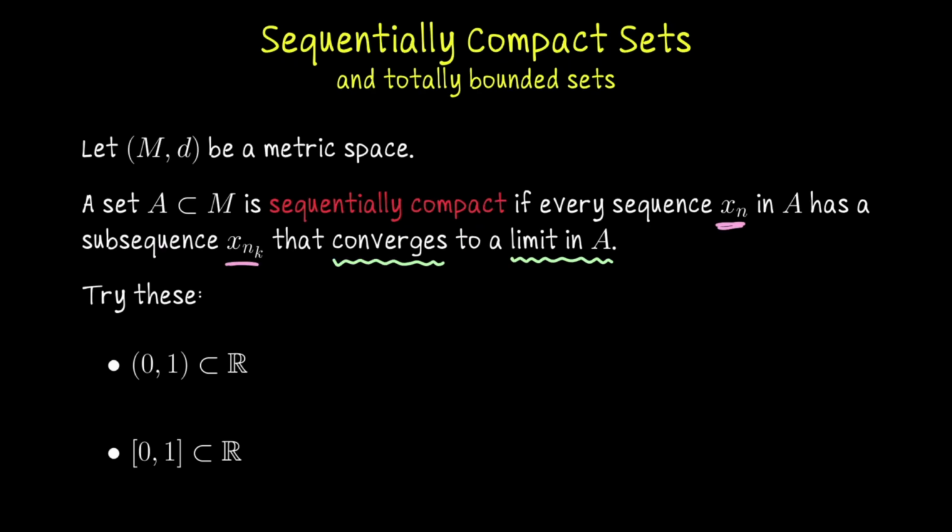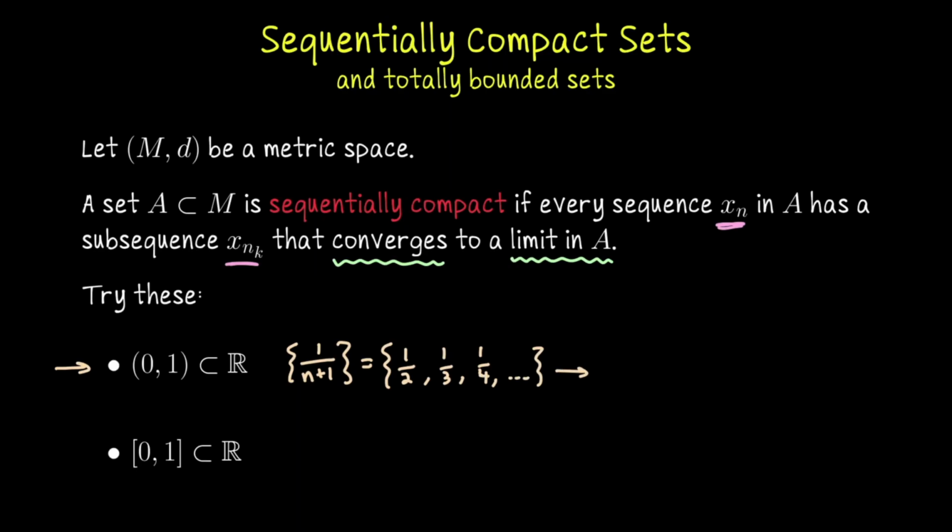Okay, let's start with these two examples. Consider first the open interval from 0 to 1 as a subset of the Euclidean real number line. Is it possible to find a sequence in this set for which there is no subsequence converging to a limit in the set? And the answer is yes. Let me give you such a sequence. Consider the sequence of terms 1/(n+1), generating the ordered list 1/2, 1/3, 1/4, etc.